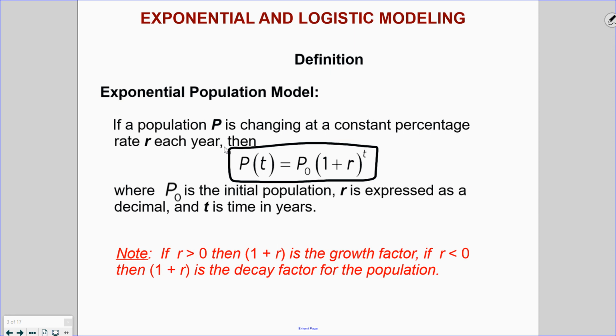And R is expressed as a decimal. So if you talk about 20%, then that means 0.2 as a decimal, and T is the time in years. If R is greater than 0, then we say 1 plus R is the growth factor. And if R is less than 0, then we have a decay factor for the population. Okay, so that's how we do the difference in growth and decay.